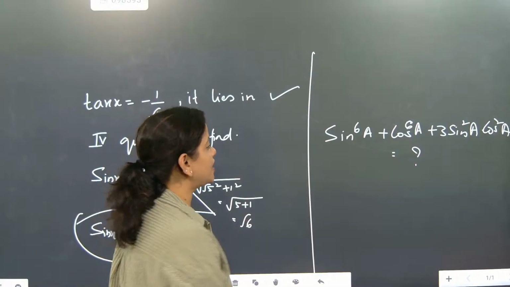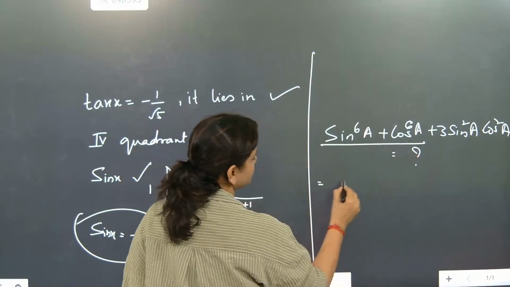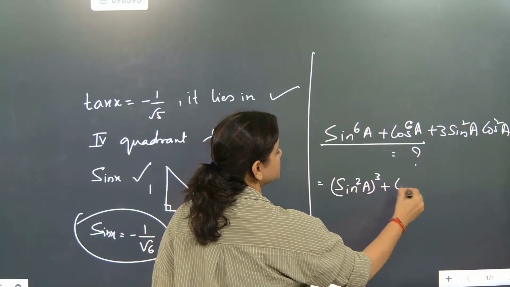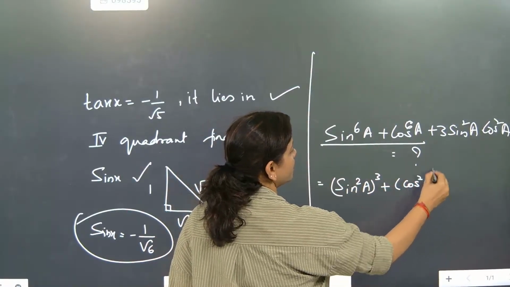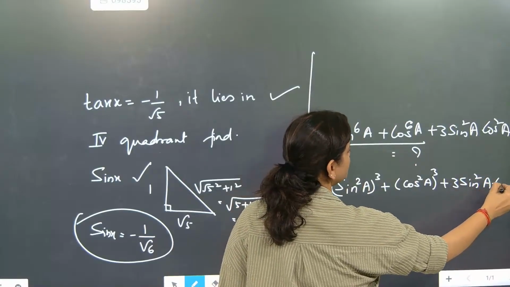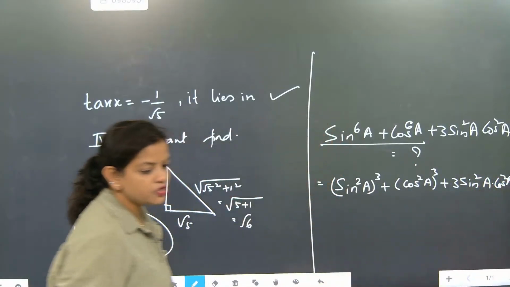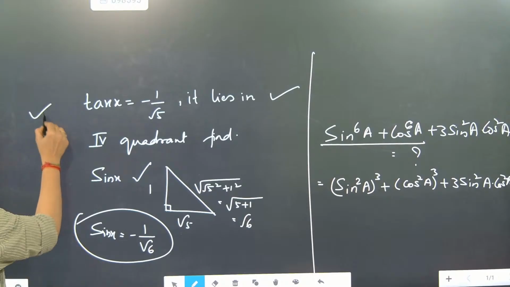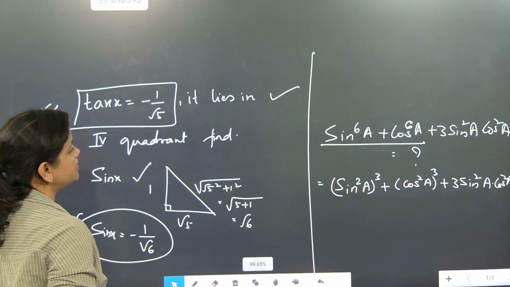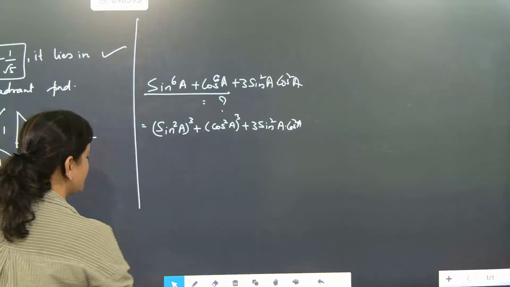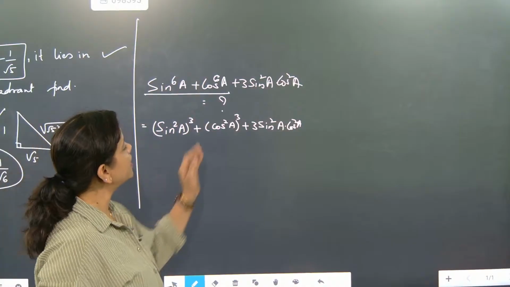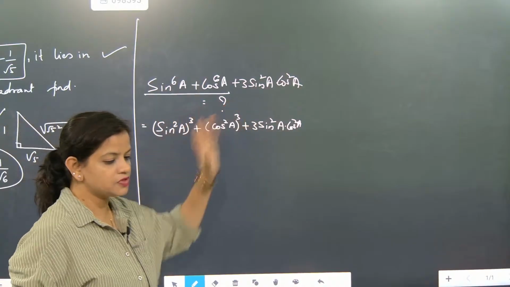When somebody asks you this, you just remember this: it will become sin square a whole cube plus cos square a whole cube plus 3 sin square a into cos square a. So this was the first trigonometry question revision. Now we go to the second question. The question is sin to the power 6a plus cos to the power 6a plus 3 sin square a cos square a. So what is the value after solving this?